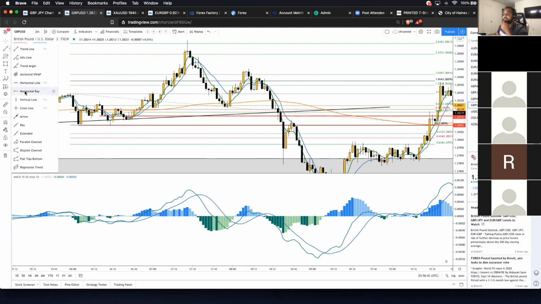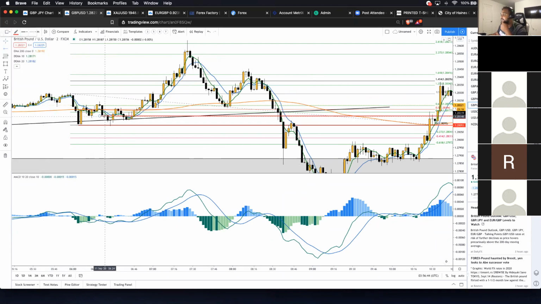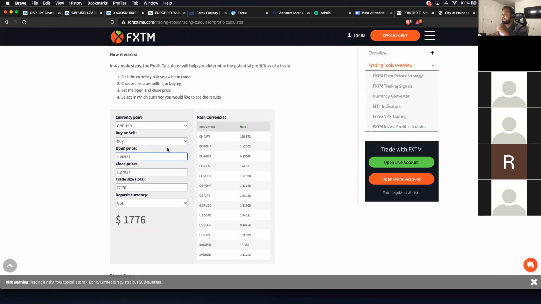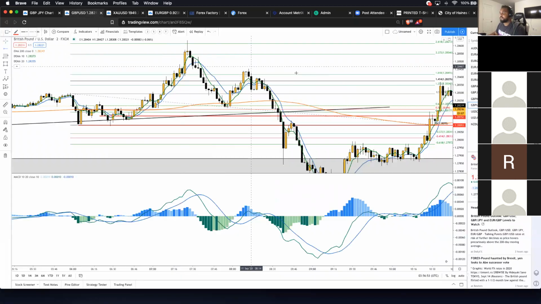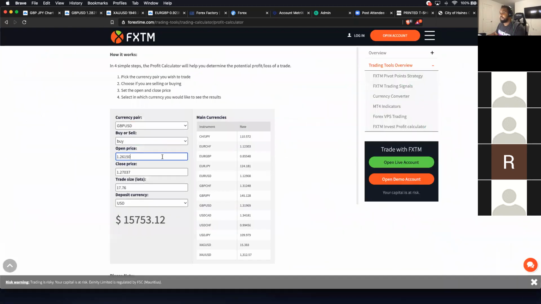So let's look at it real quick. Okay, so what's that? 126, 150, right? 126, 150. And my target was the 2.272. So 126, 546. If I would have held that trade, that's how much money I would have made. $7,000 off that trade. But my intention was only to make $1,800 off that trade with one $4.44 lot.